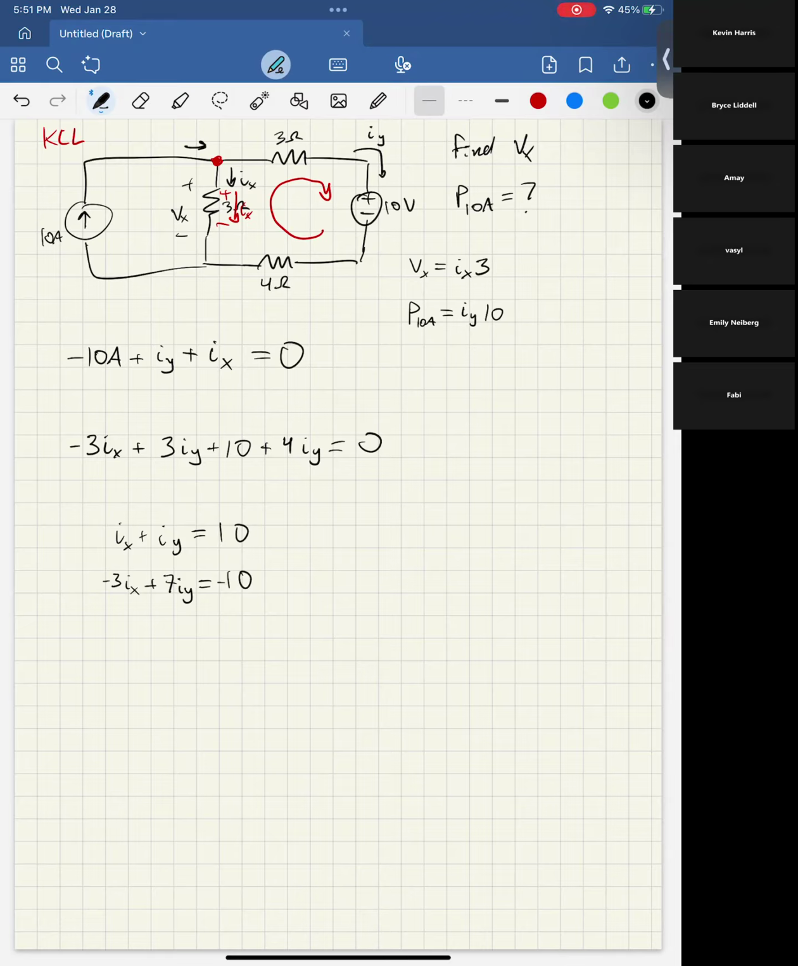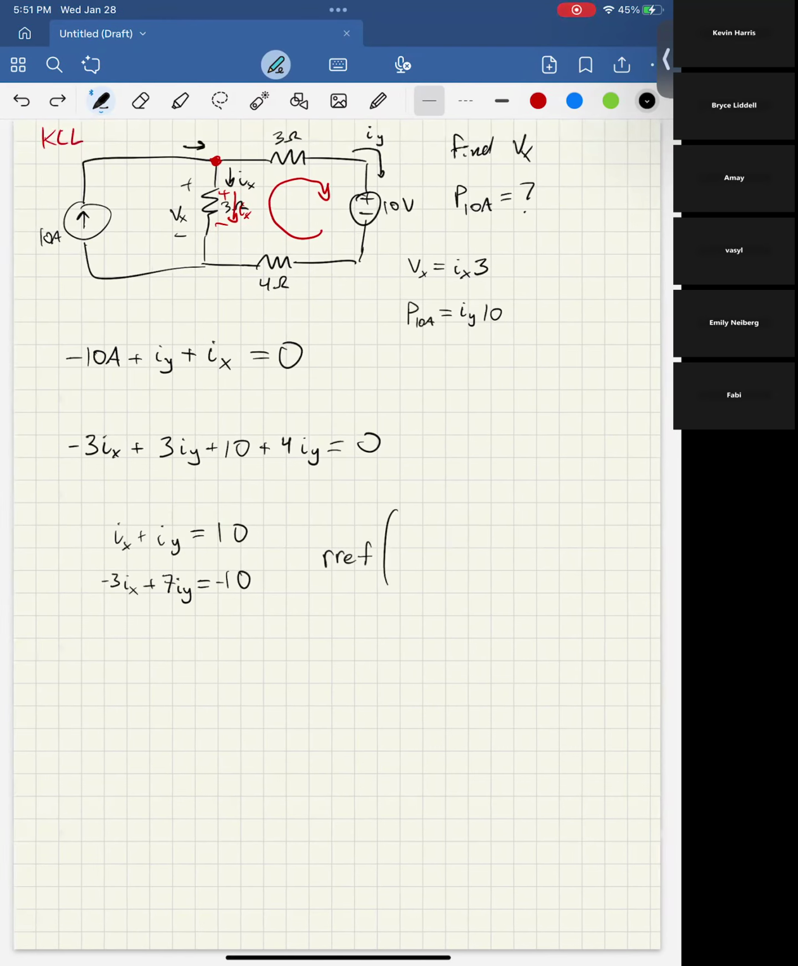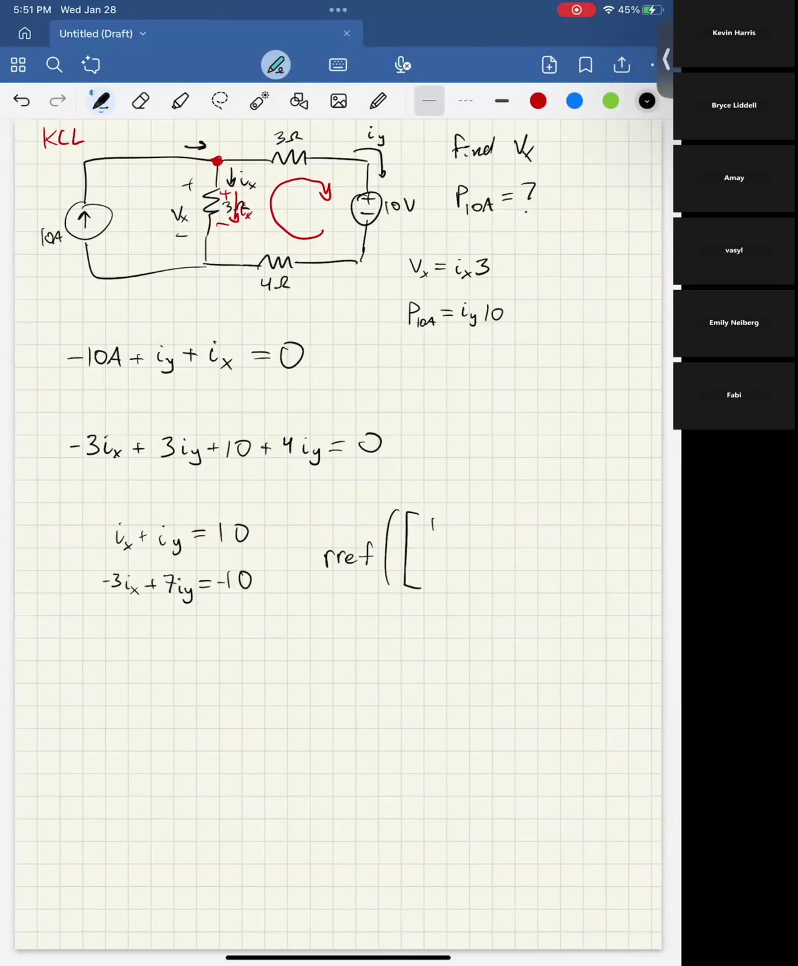And then I can put this into my calculator. There's nothing stopping you from just solving this normally. I'm sure all of you can solve this normally with algebra. But if you want to put this into your calculator, you can do this. Give me a second to do that. Let's see. Edit. We're going to have a 2x3 matrix, and it's going to be 1, 1, 10, -3, 7, 10. Oh no, the last one's -10, sorry.